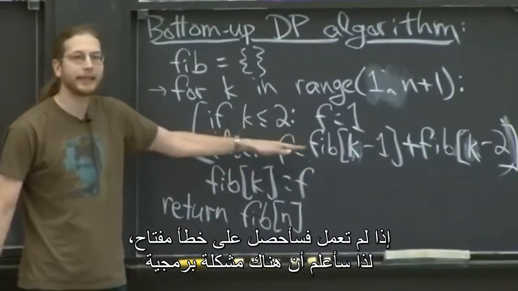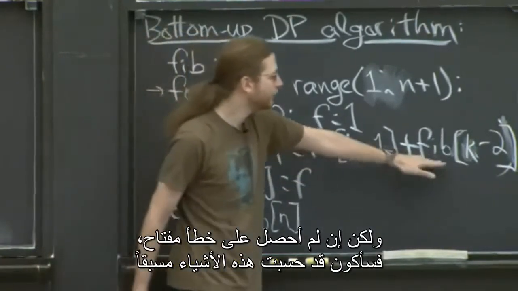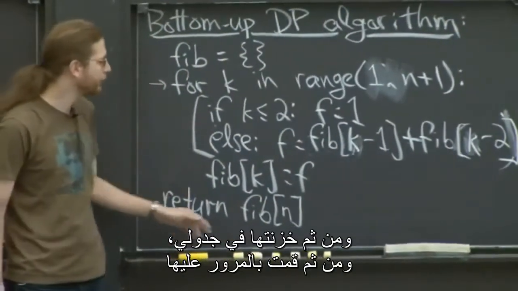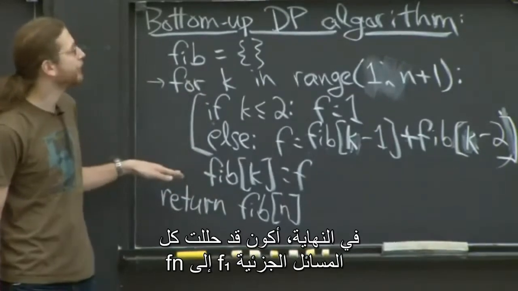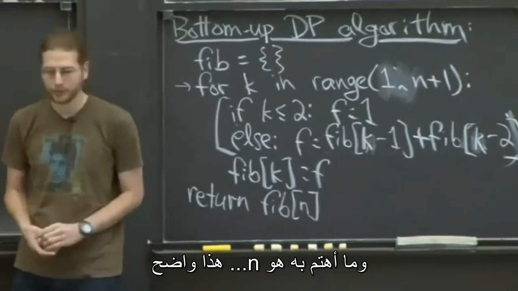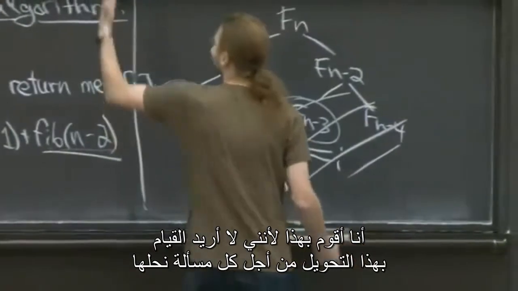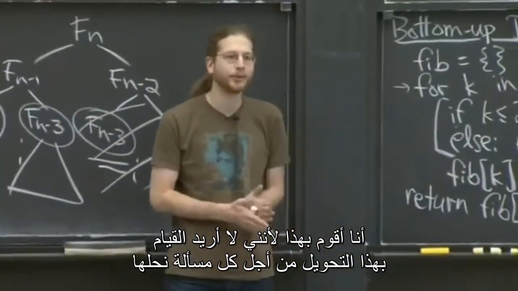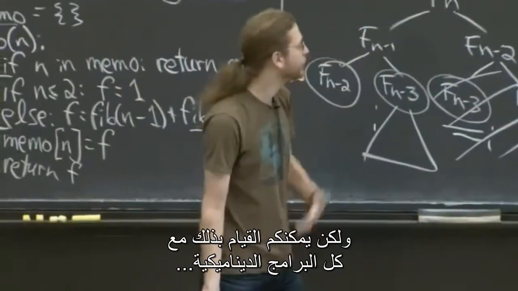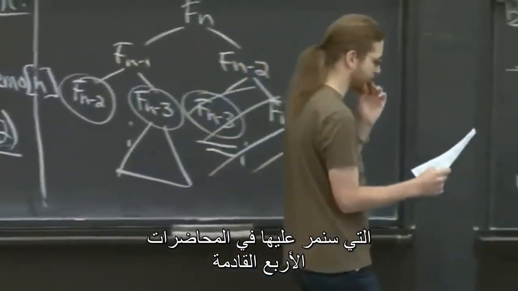If they weren't, I'd get a key error. So I'd know that there's a bug. But in fact, I won't get a key error. I will have always computed these things already. Then I store it in my table. Then I iterate. Eventually, I've solved all the subproblems, f1 through fn. And the one I cared about was the nth one. OK, so straightforward. I do this because I don't really want to have to go through this transformation for every single problem we do. I'm doing it in Fibonacci because it's super easy to write the code out explicitly. But you can do it for all of the dynamic programs that we cover in the next 4 lectures.